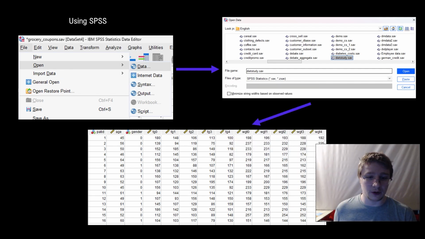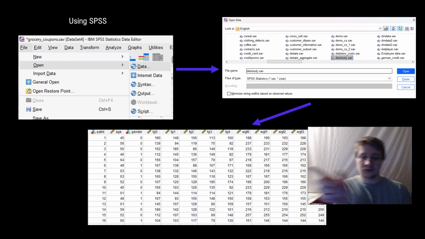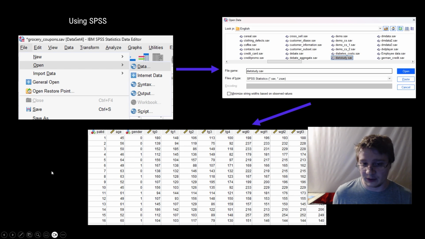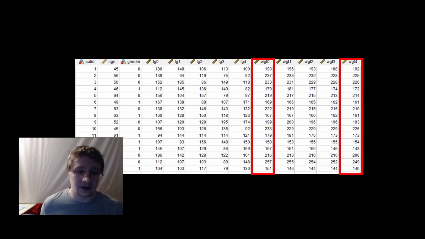So, to use the SPSS software, we are going to go to File, Open Data. Once again, we're going to open up the Diet Study SAV file, and we're going to get this data set right here.